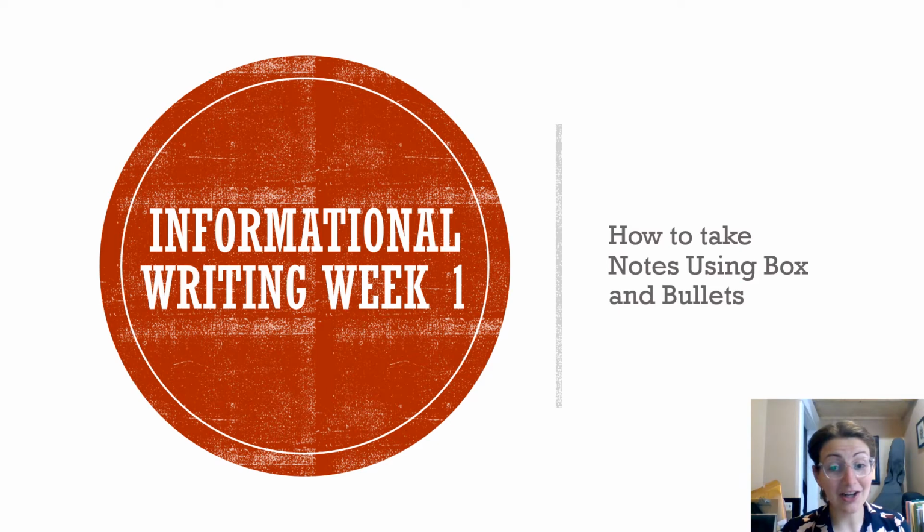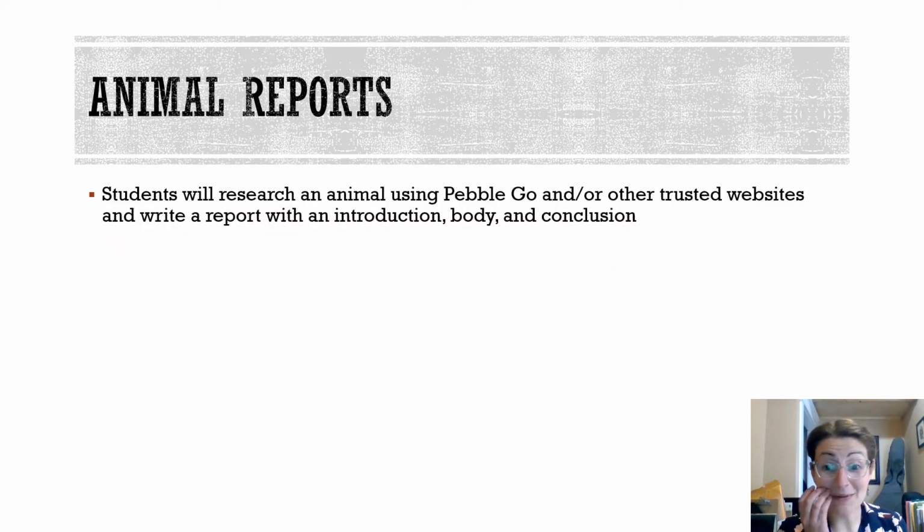So we're going to be starting off our informational writing with some note taking in the style of box and bullets, which we're going to talk about what that is today. So we're going to be working on animal reports, and here's your task. Students will research an animal using PebbleGo or another trusted website and write a report with an introduction, a body, and a conclusion. Probably sounds familiar because we've done things like this before.